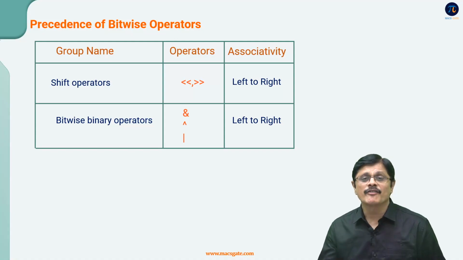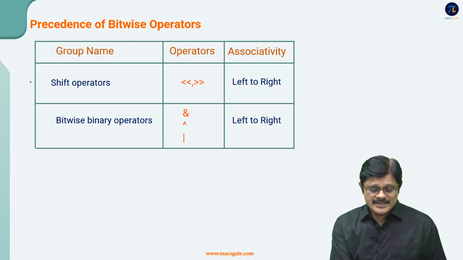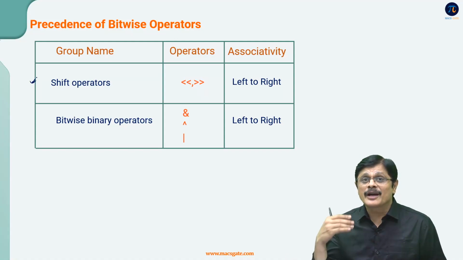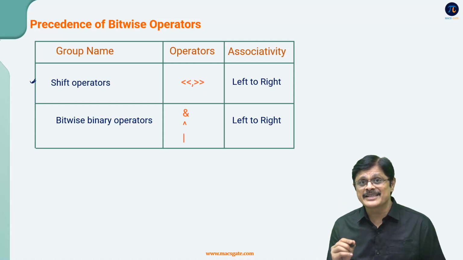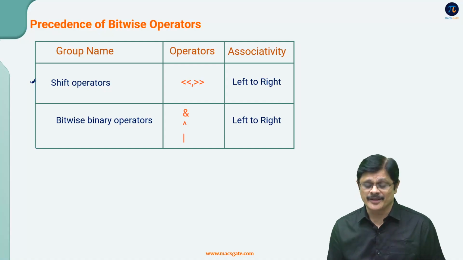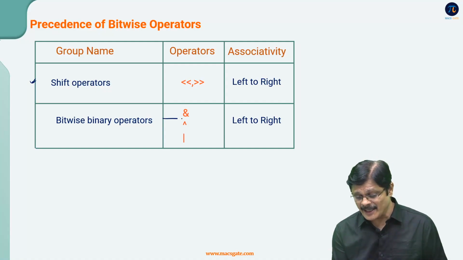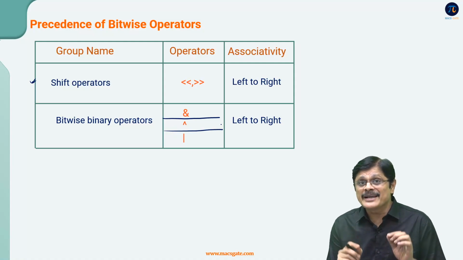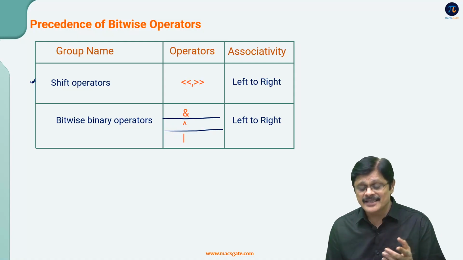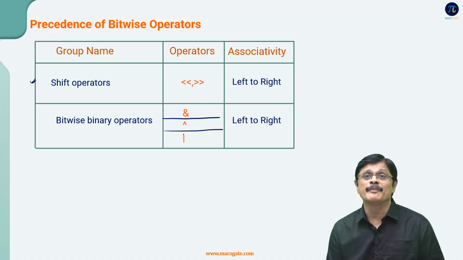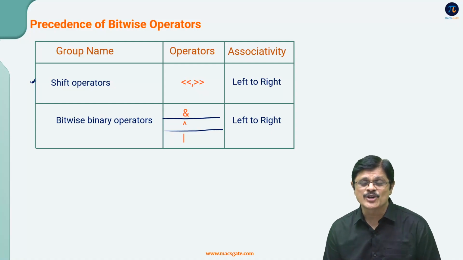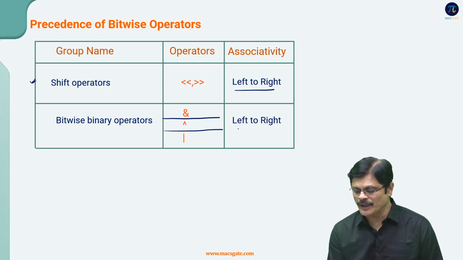The precedence of bitwise operators. See, actually shift operators have higher precedence than the bitwise binary operators, that is bitwise AND, bitwise OR and bitwise XOR. But within bitwise AND, OR, XOR, bitwise AND has higher precedence than bitwise XOR, then finally bitwise OR. So this is about the precedence of bitwise operators, and both are left to right associative, my dear friends.